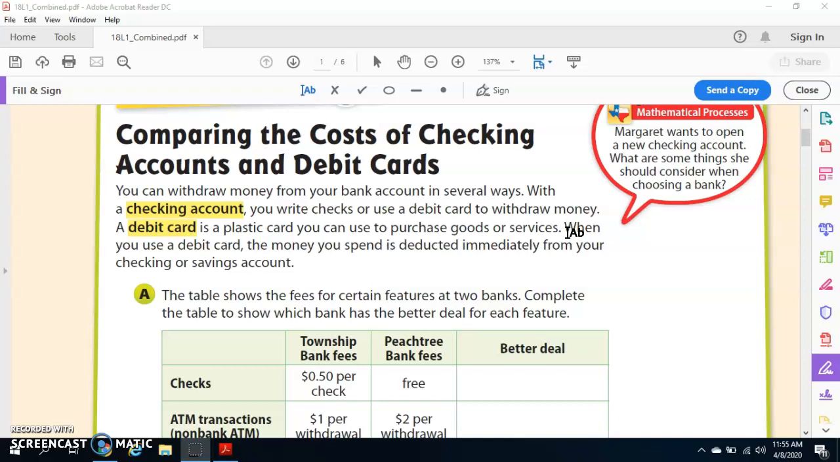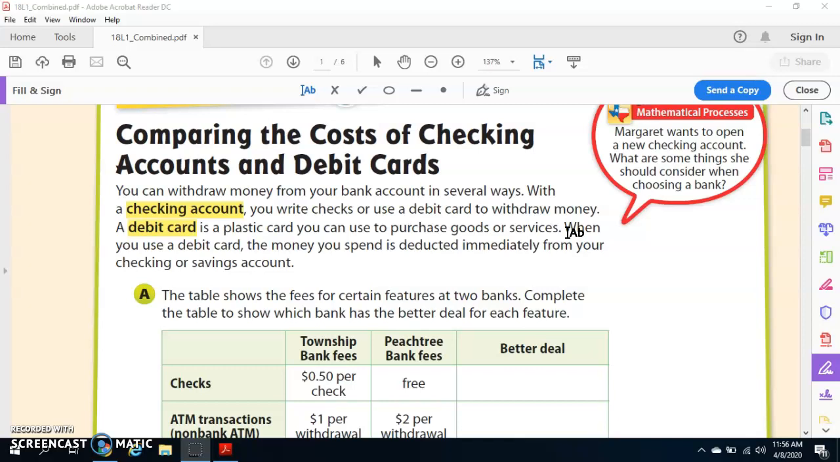A debit card is actually linked to your checking account. With a checking account, though, you can write checks or use the debit card to withdraw money from your bank or to pay for a purchase at the store. Or online, sometimes you can pay bills with your checking account online.